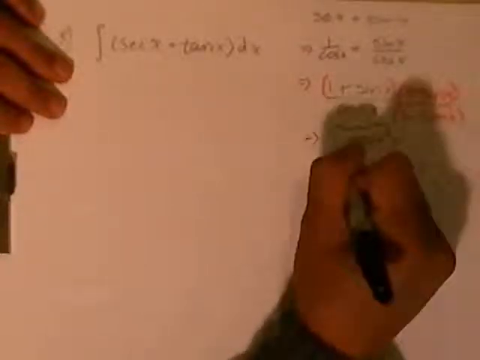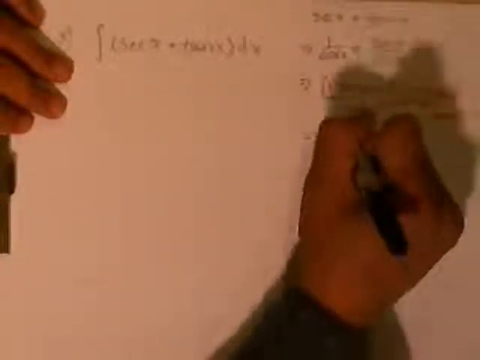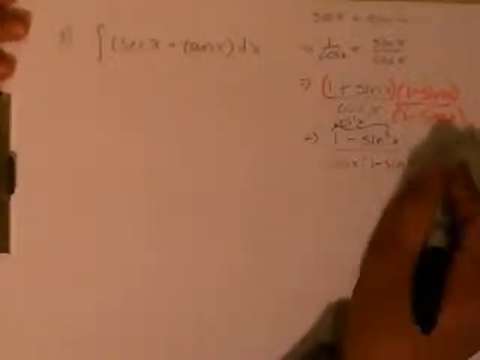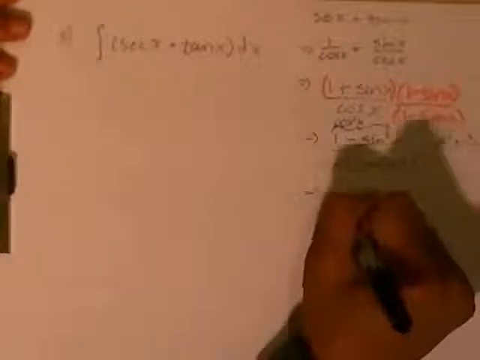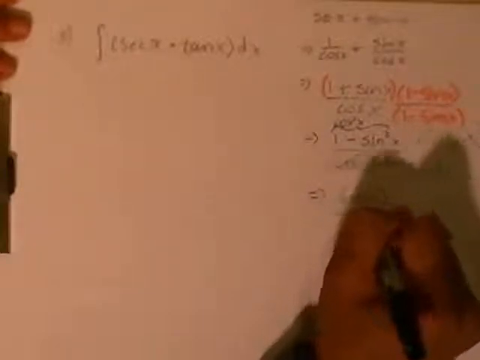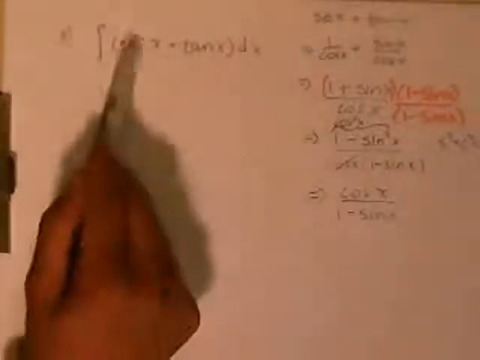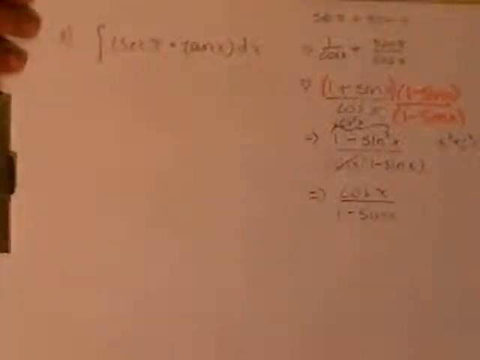I know that 1 minus sine squared of x is cosine squared of x, because sine squared plus cosine squared equals 1. Most of you should have that by now. I know that this is cosine squared, so one of the cosines is going to cancel. You end up with cosine of x over 1 minus sine of x. So there it is right here. It's pretty simple.